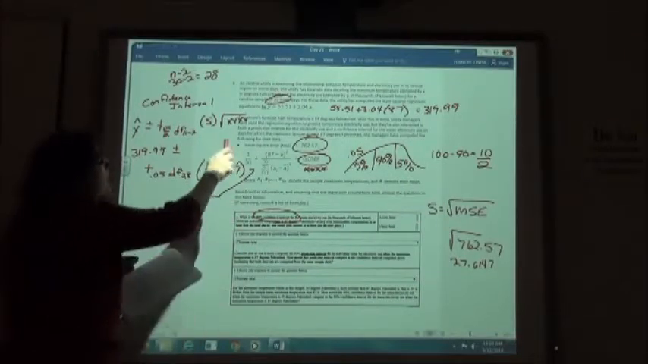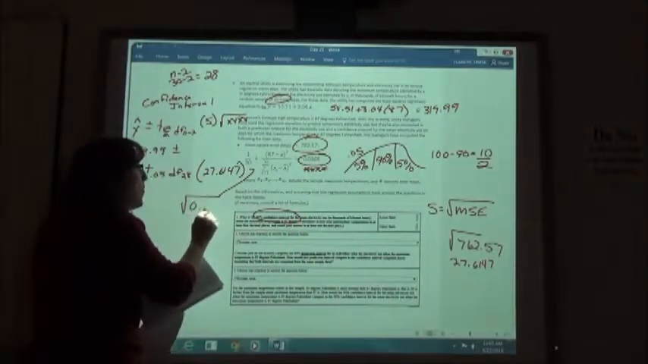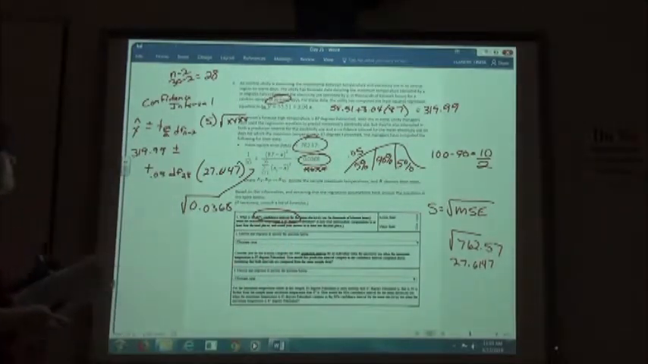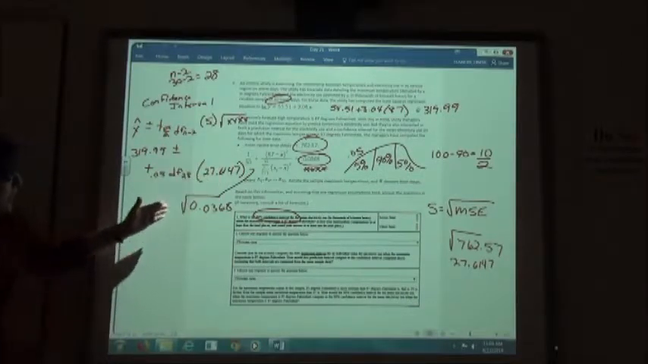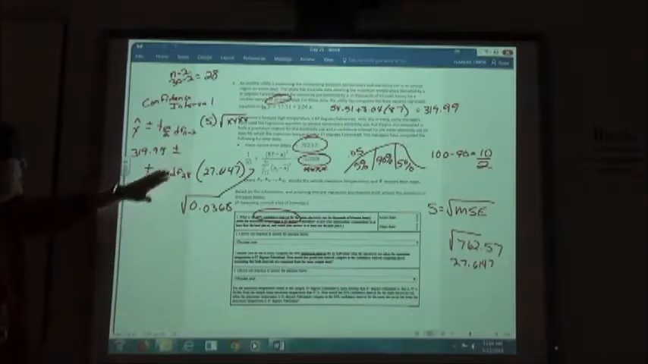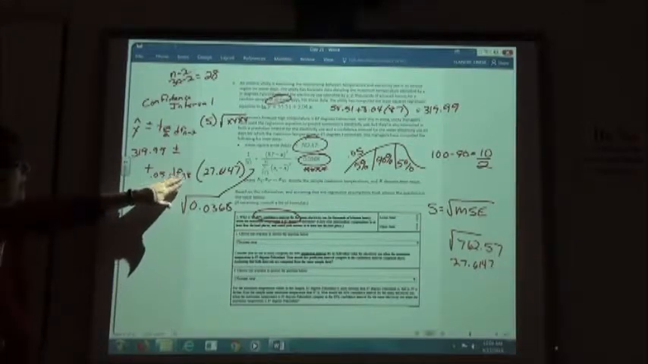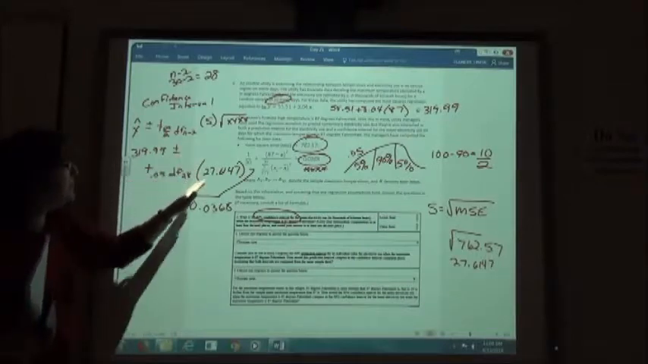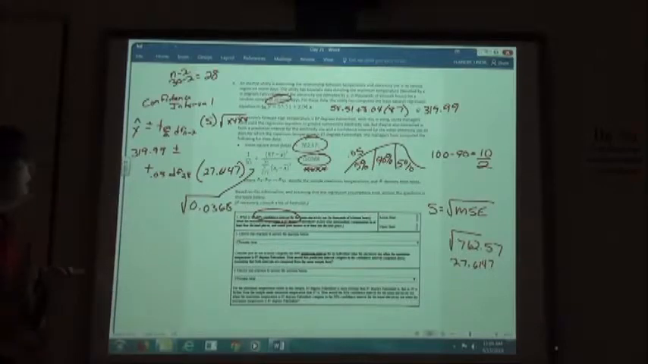My square root here again, I don't have the 1 plus that number, I just have that number, so I'm going to do 0.0368. On your calculator, all this should go in one line. I just don't have room to write it here. 319.99, plus or minus, T sub 0.05 with a degree of freedom of 28, click up behind there, times my 27.6147, times my square root of 0.0368.